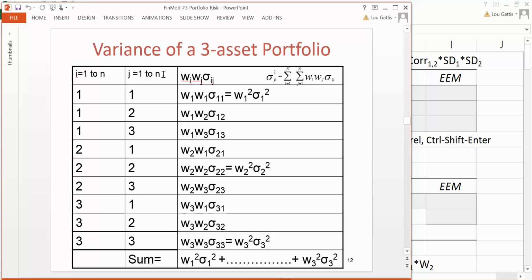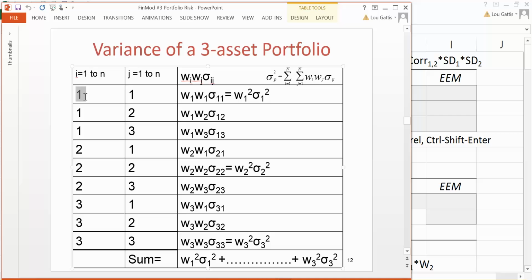So n is the number of assets, so we're going to say i equal 1 to n and j equal 1 to n. To do that, we set i equal to 1, then we set j equal to 1, 2, and then 3. Once j has reached the maximum, there are three assets, we set i equal to 2 and j equal to 1, 2, 3. And then we set i equal to 3 and j equal to 1, 2, 3. One way of thinking about that double sum, it's kind of a mathematical trick to ensure that you figure out all the pairwise combinations of assets. So if there are three assets, there are nine pairwise combinations: 1 with 1, 1 with 2, 1 with 3, 2 with 1, 2 with 2, 2 with 3, 3 with 1, 3 with 2, 3 with 3.